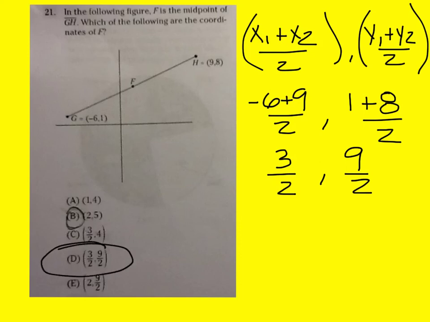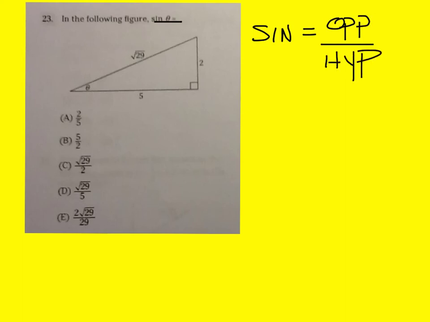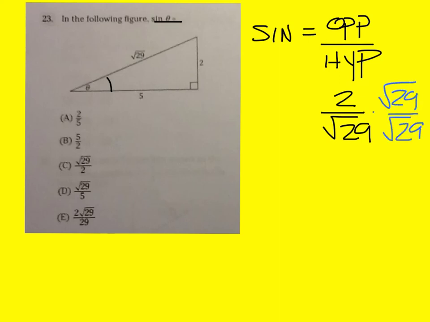Choice D. Sine theta. All we're looking for is sine theta. Sine is opposite over what? Adjacent. Hypotenuse. Oh, son of a gun. That's how SOHCAHTOA works. So here is sine of theta, and then opposite is 2, and hypotenuse is square root of 29. But you cannot leave it that way. You have to multiply the top and the bottom by the square root of 29. So you get 2 square root of 29 over 29, which is choice E.